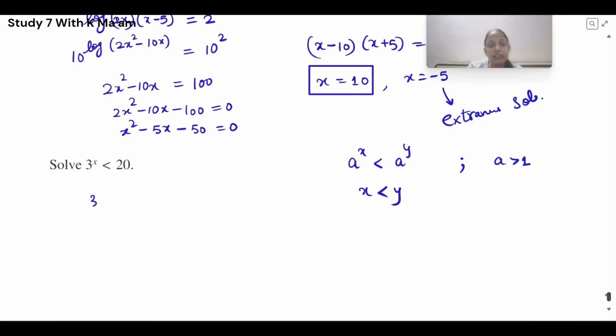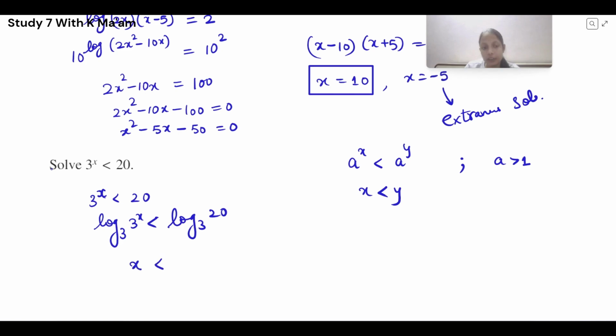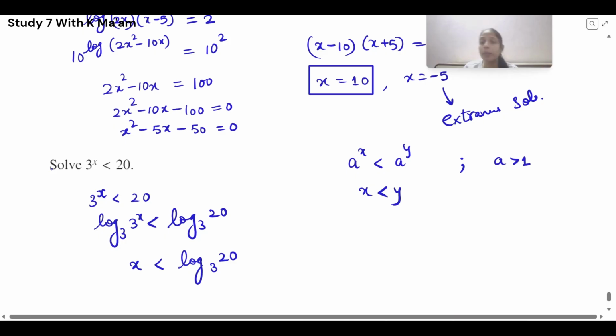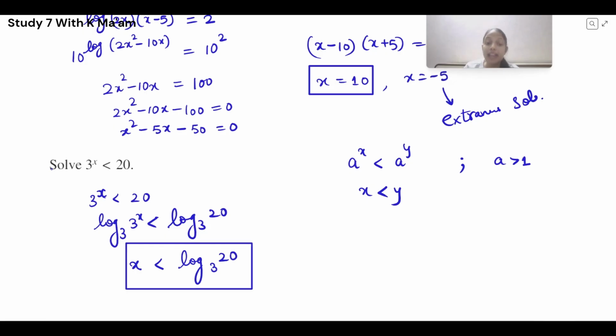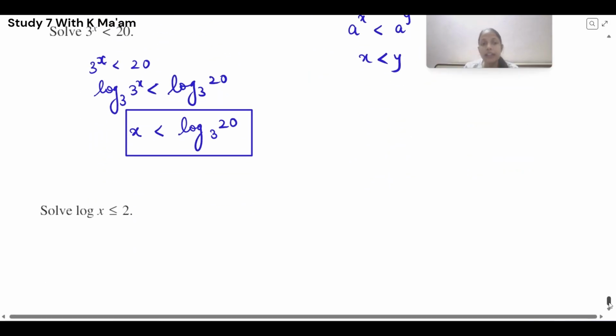3 power x is less than 20. We have to take log base 3 on both sides. This will turn to 1, only x left. So x should be less than log base 3 of 20. Any condition on x? No, because 3 power x has a domain of all real numbers. So this is the answer: x must be less than log base 3 of 20. We can calculate what log base 3 of 20 is, or otherwise we can leave it like this. This is the solution.